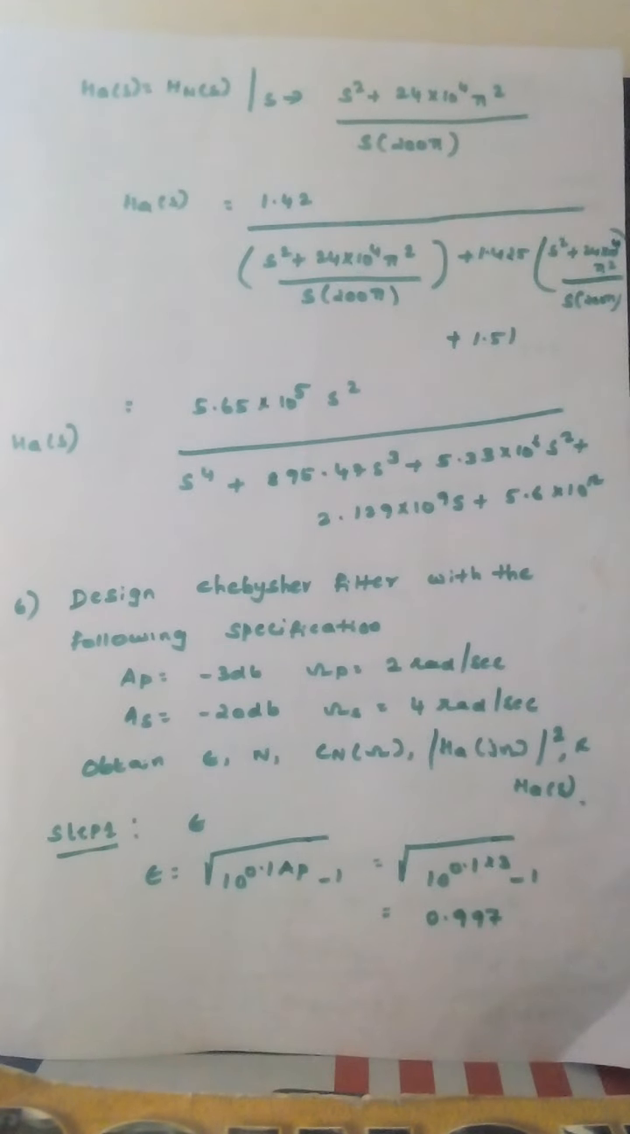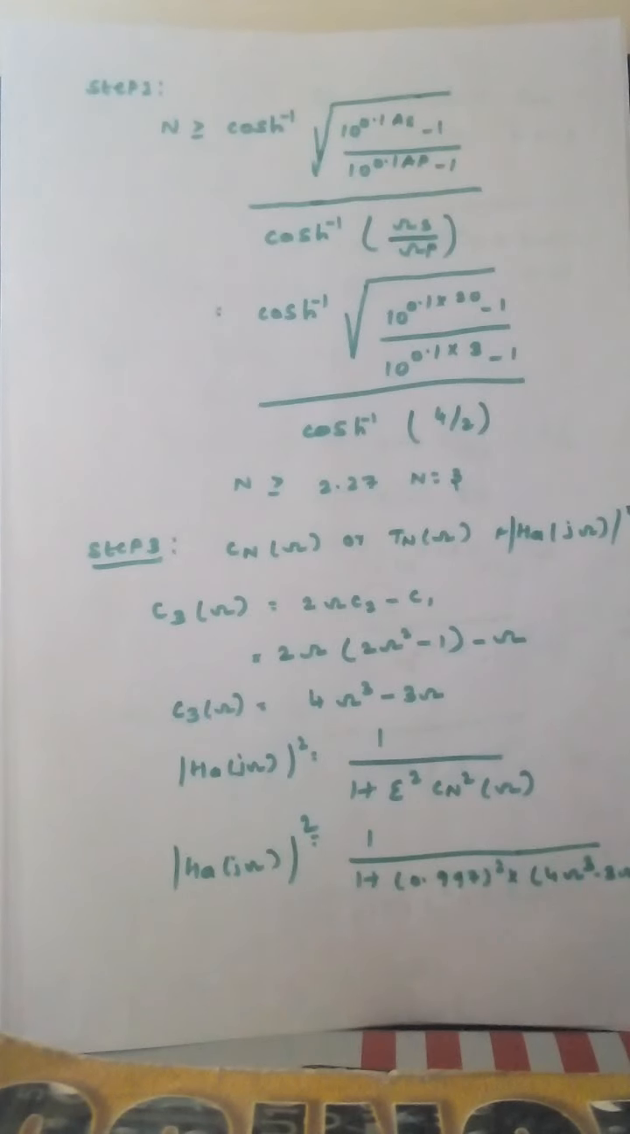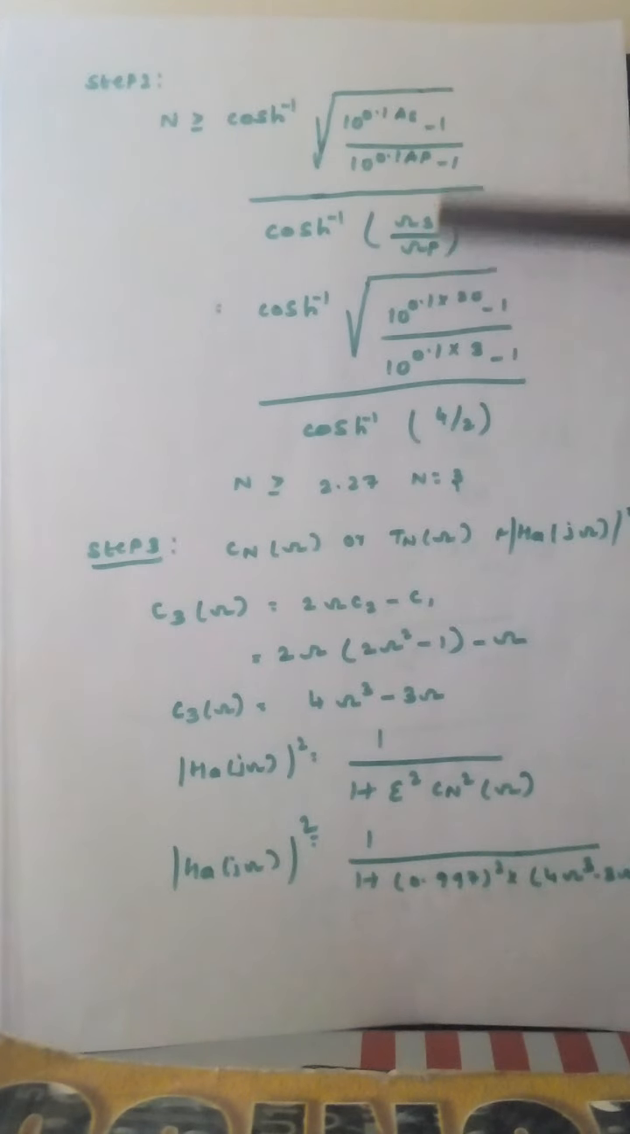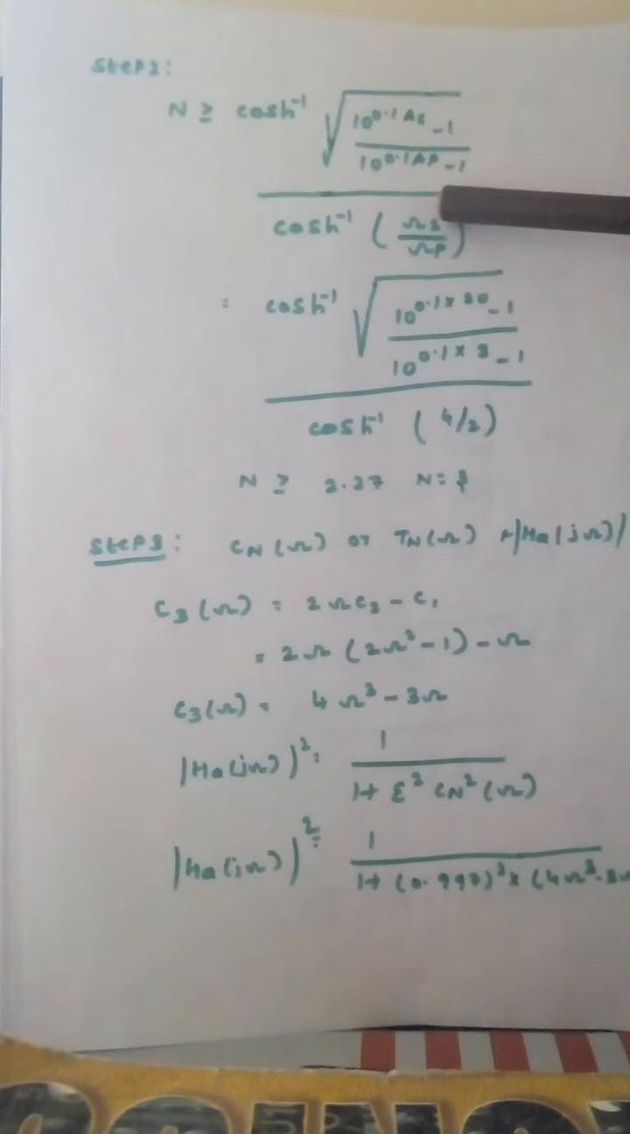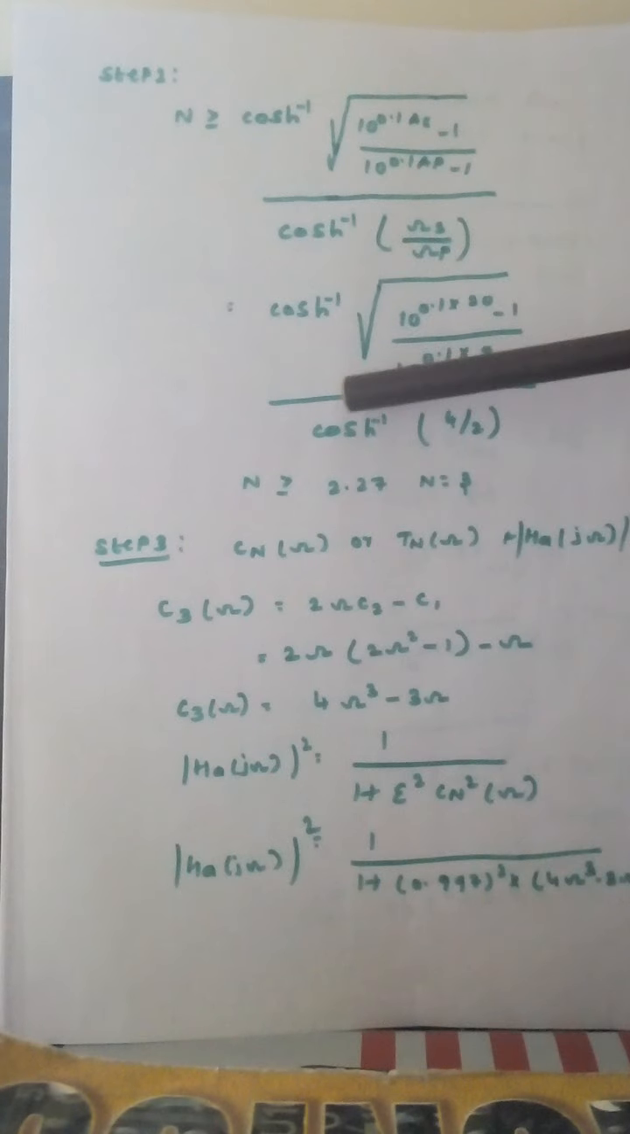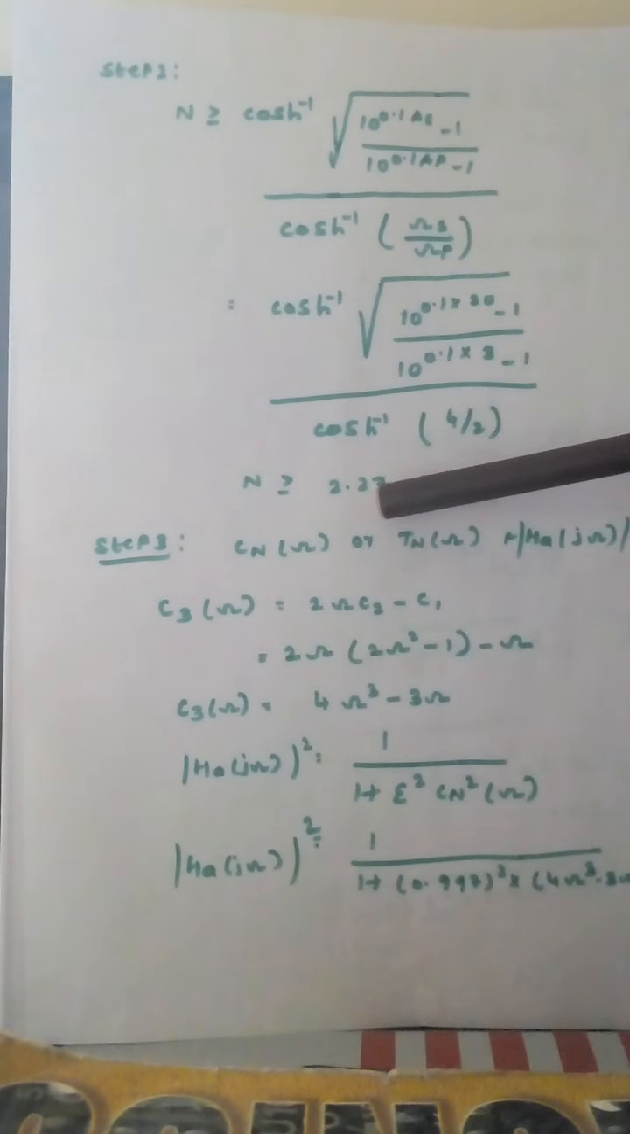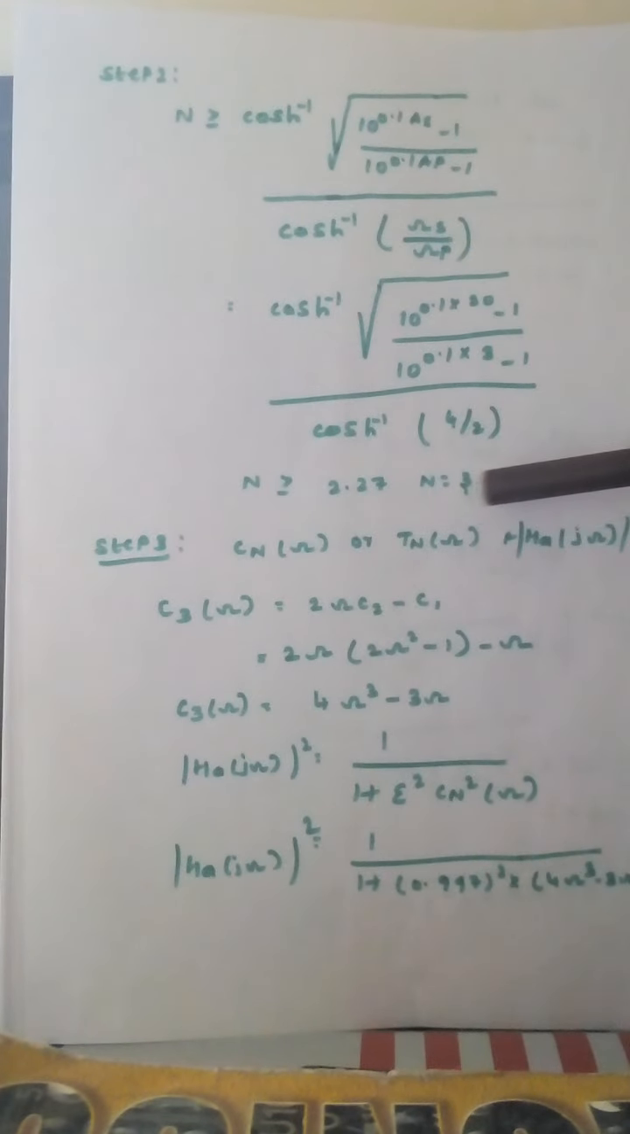So the next step is to find the order n. This can be found by using this formula. Here As, Ap, omega s, omega p you know. So if you substitute here, we get the n value as 2.27. So we go for the higher value, n equal to 3.